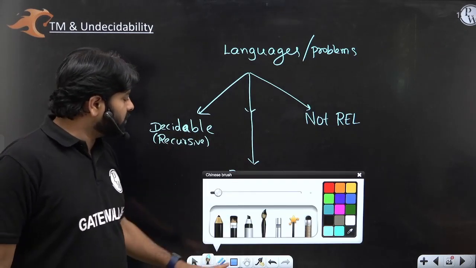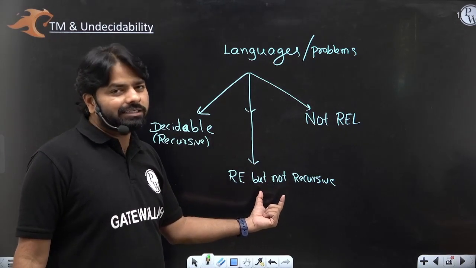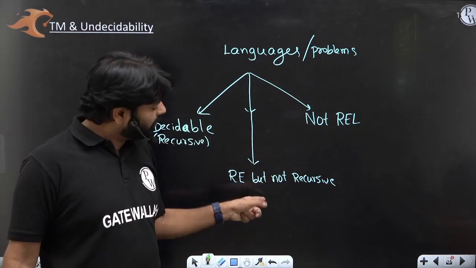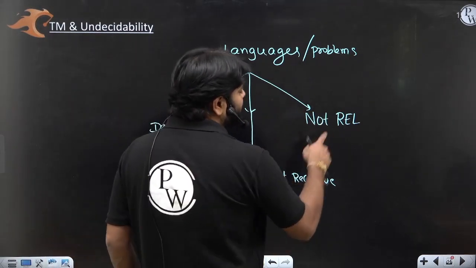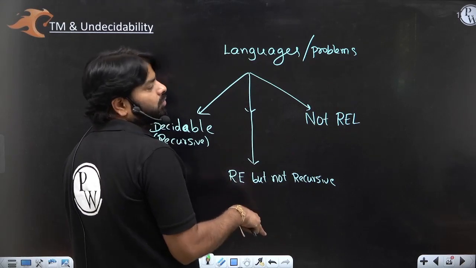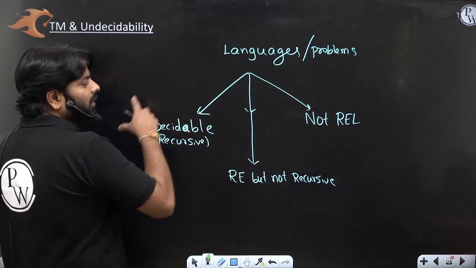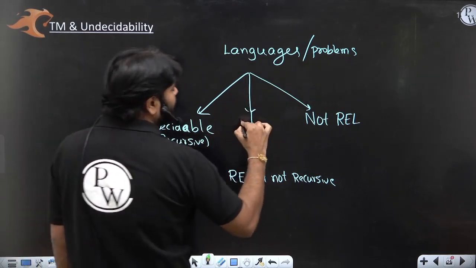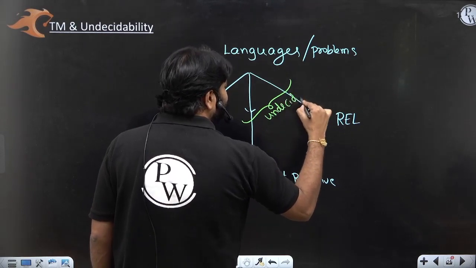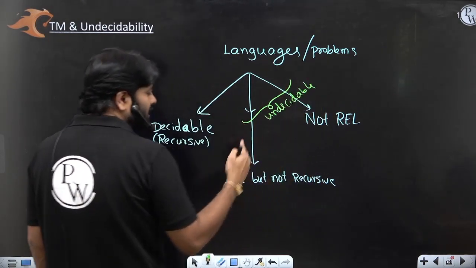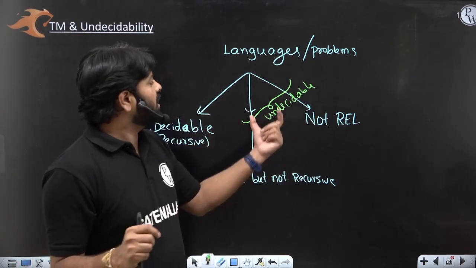So here you need to know, don't put undecidable in the bracket here, because these two are called undecidable. Not only this, even this one is called undecidable. So undecidable are two types. One is decidable, the other one is undecidable. These two come under undecidable. So whether it is RE but not recursive or not REL, you should call it undecidable.